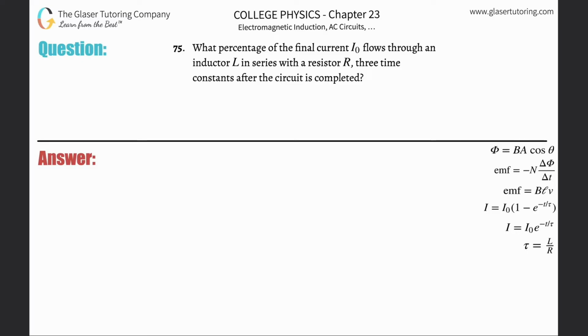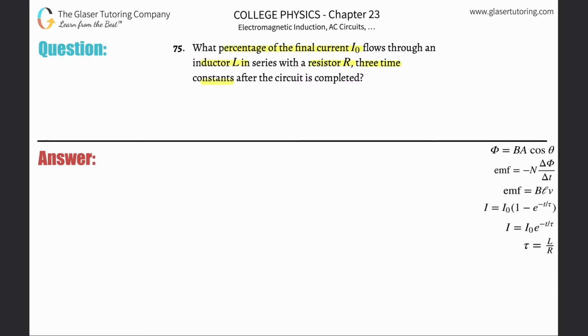Number 75. What percentage of the final current I/O flows through an inductor L in series with a resistor 3 time constants after the circuit is completed? So basically, this is an RL circuit, and when we're dealing with RL circuits, we have these three formulas over here on the right-hand side.